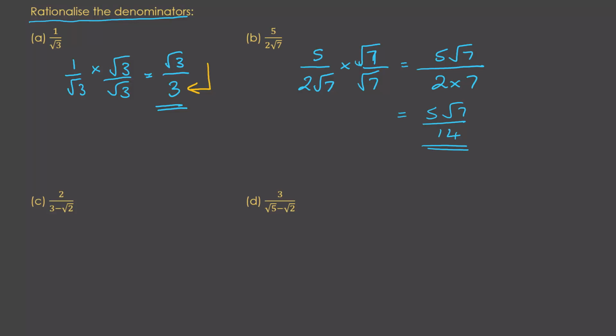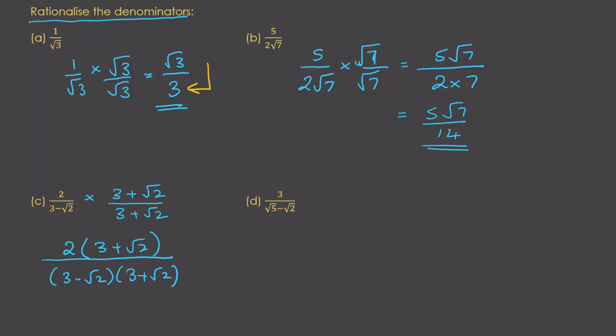Now for this one, I'd make use of dots. So if I've got 3 take away root 2 in the denominator, I'm going to do 3 plus root 2 over 3 plus root 2. So on the top, that gives me 2 into 3 plus root 2. On the bottom, I've got 3 minus root 2, 3 plus root 2.